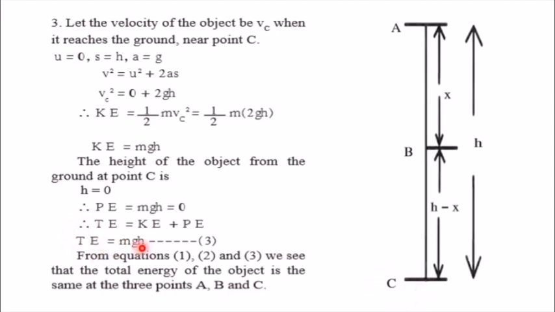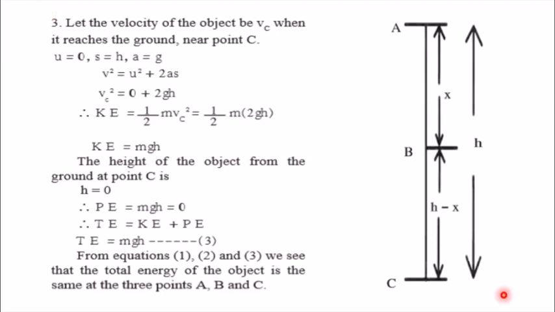So from this we came to know that when the object was at point A, when it reached point B, and when it reaches point C, at all the points the total energy is equal, that is, it was mgh only. So when the object is released from point A and reaches point C, all this time the total energy was equal, that was mgh. So total energy is always equal at all the points.